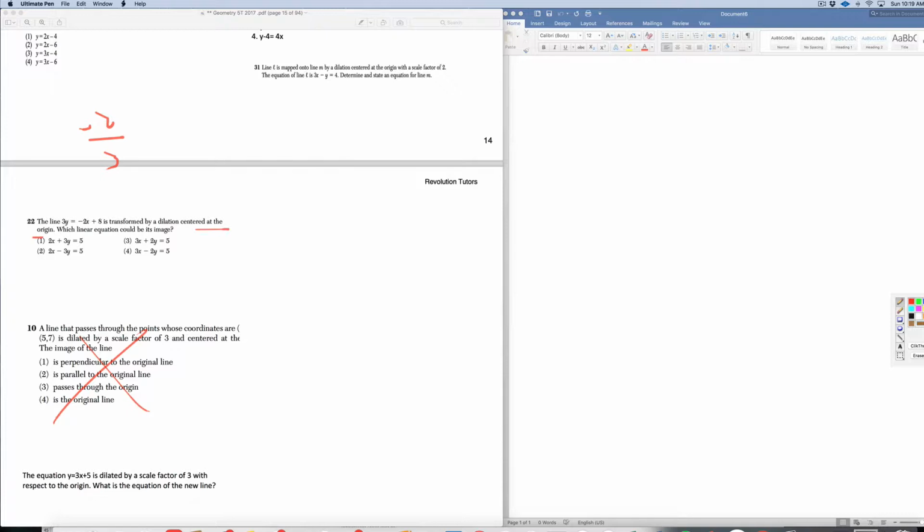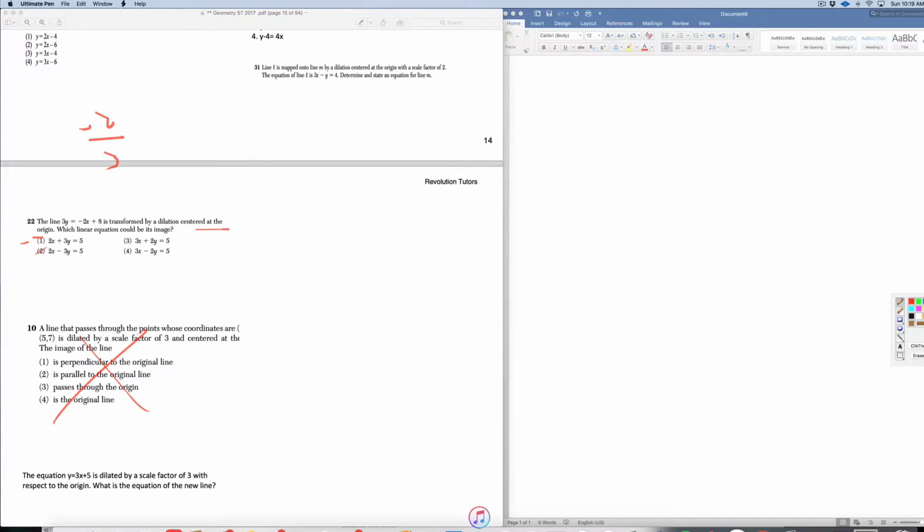So basically, centered at the origin 0, 0, it's not on the line, right? But the slope of the initial is negative 2 over 3. We know the slope of ours needs to be negative 2 over 3. One would fit that bill. This one wouldn't. It would be positive 2 over 3. I'm doing it in my head.